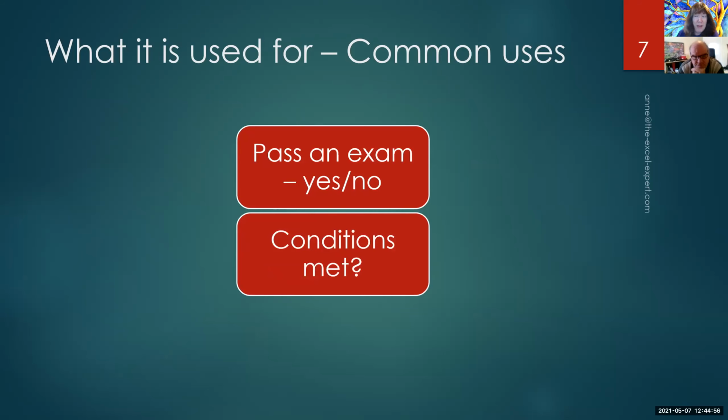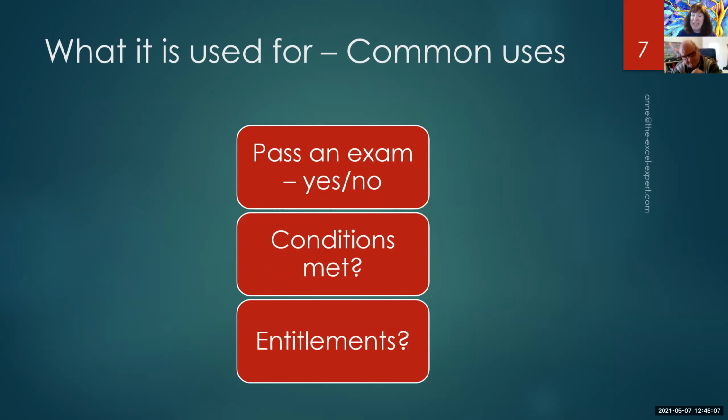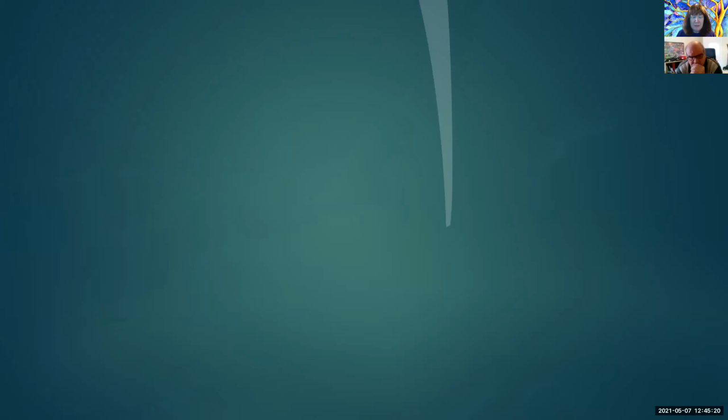So for example, even with the vaccine, if you're doing the rollout, is your age X? If so, you can enroll for the vaccine. That's an example of a classic IF function. Also, are you entitled to something? So for example, maybe something like social welfare, do you have a certain number of PRSI payments? Are you over a certain age, etc. Those are the common things that it's used for.